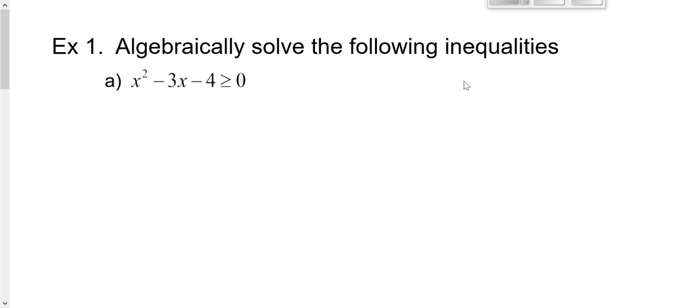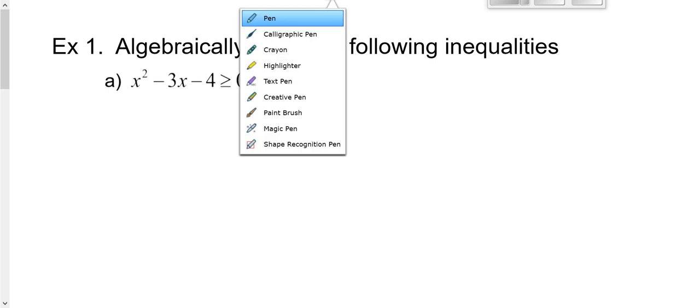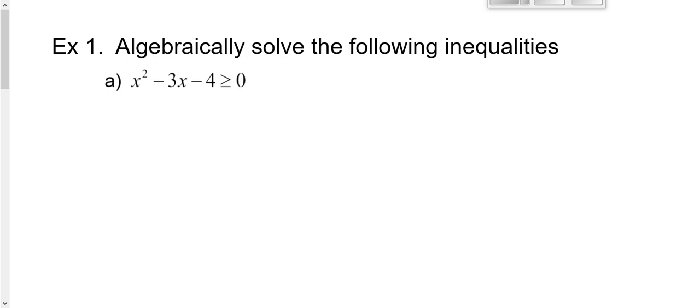Guys, so let's do this. Let's apply what we just learned from the notes, setting up the interval chart. And if you look at this, we are solving this algebraically.